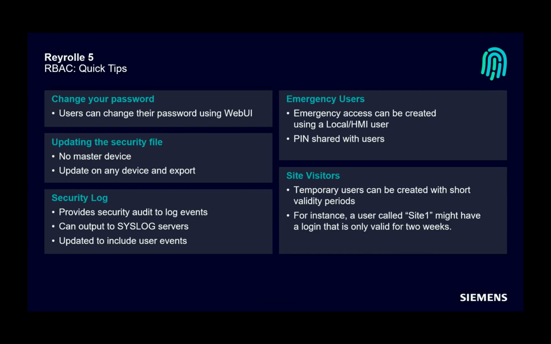As an alternative to the recovery mechanism we discussed on the previous page, we could create a local emergency user, perhaps a username with an HMI user such as HMI_999. And the PIN could be shared with all users requiring emergency access on site. We can also create temporary users or site visitors with short validity periods. Using RBAC management, you can create a user called Site1, which may have a login only valid for 2 weeks, which would cover the period of a contract.